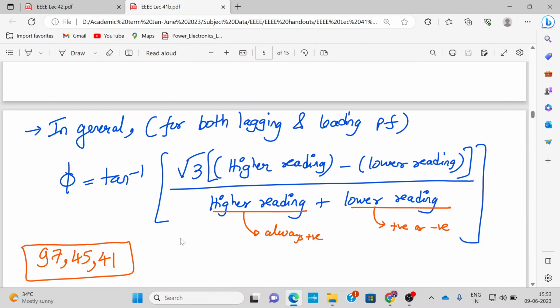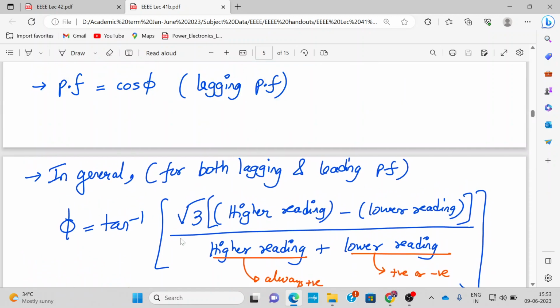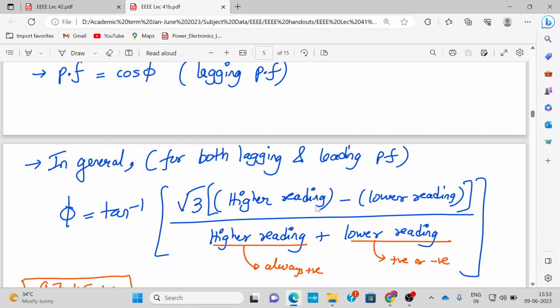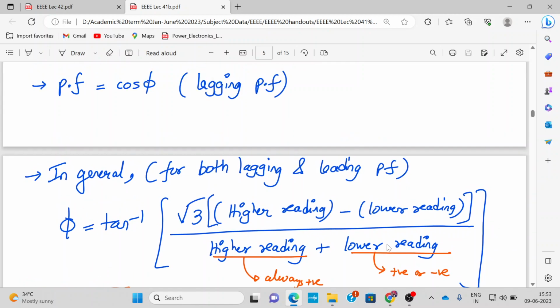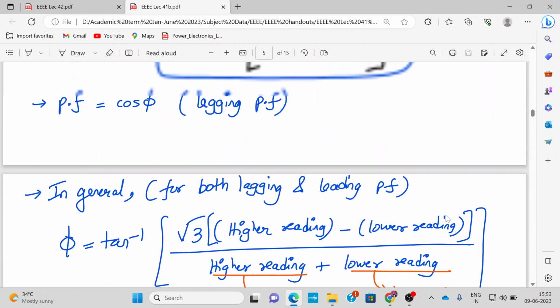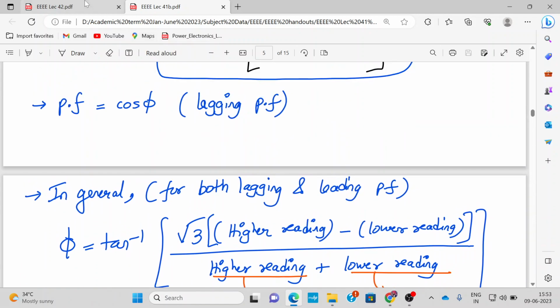Now in general, for both lagging and leading power factor, the phase angle is given by tan inverse of root 3 times (higher reading minus lower reading) divided by (higher reading plus lower reading). Higher reading means the higher reading of the wattmeter: we have 2 wattmeters, so the higher of the two is the higher reading. One more point to note is that the higher reading wattmeter will always be positive, whereas the lower reading wattmeter may be positive or negative. Keep this in mind, and let's start solving the numerical for today.